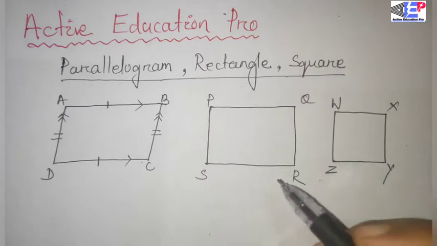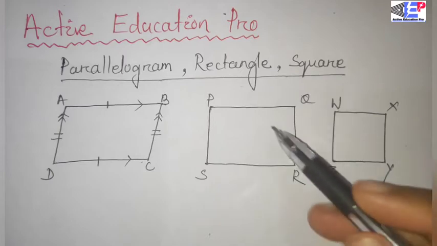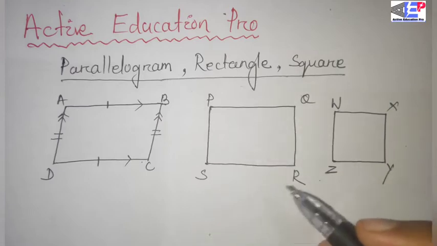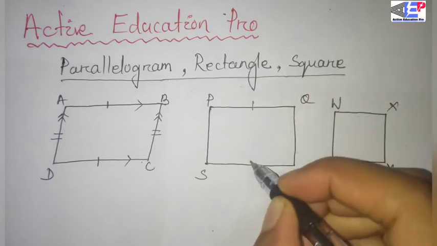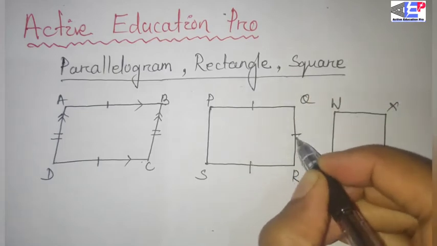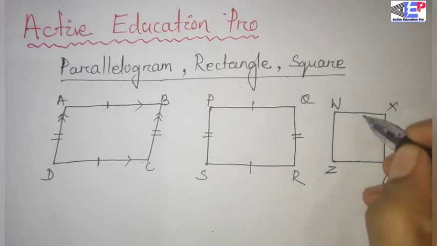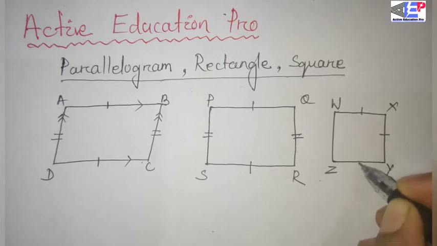In the next figure, the rectangle, the side property is that opposite sides are the same. Here PQ is equal to RS and QR is equal to PS. But in a square, all the sides are the same. So WX is equal to XY is equal to YZ is equal to WZ.